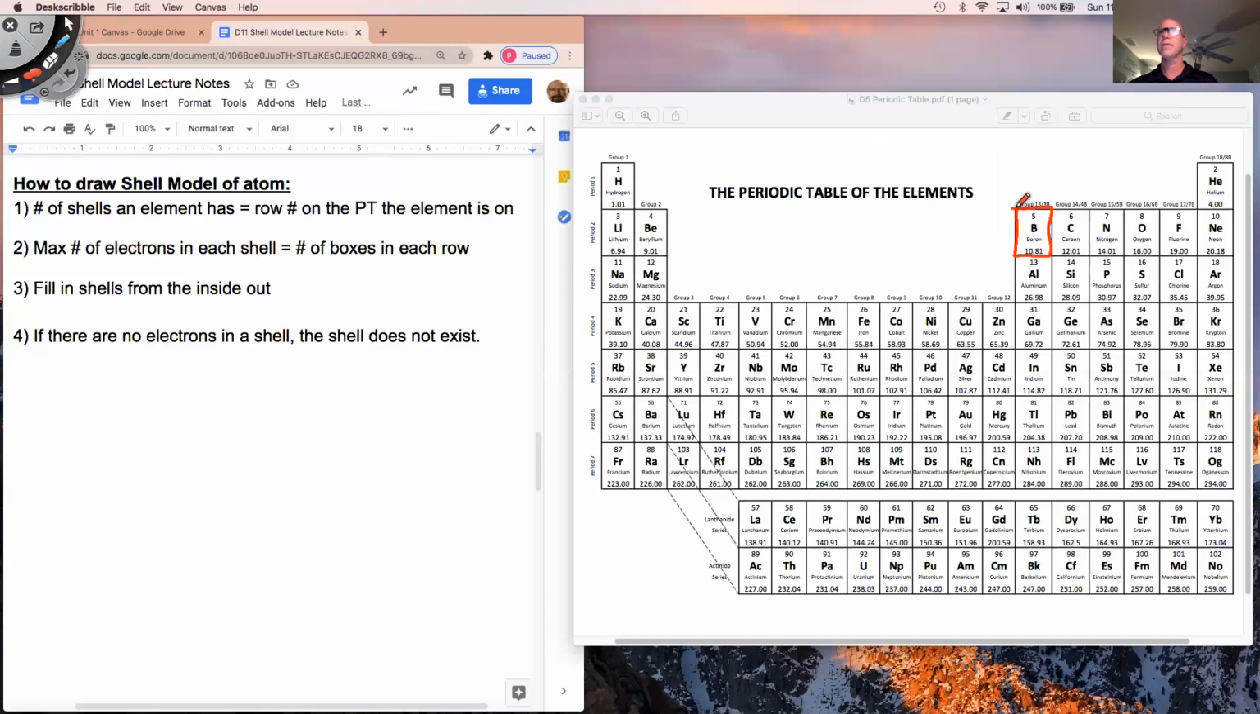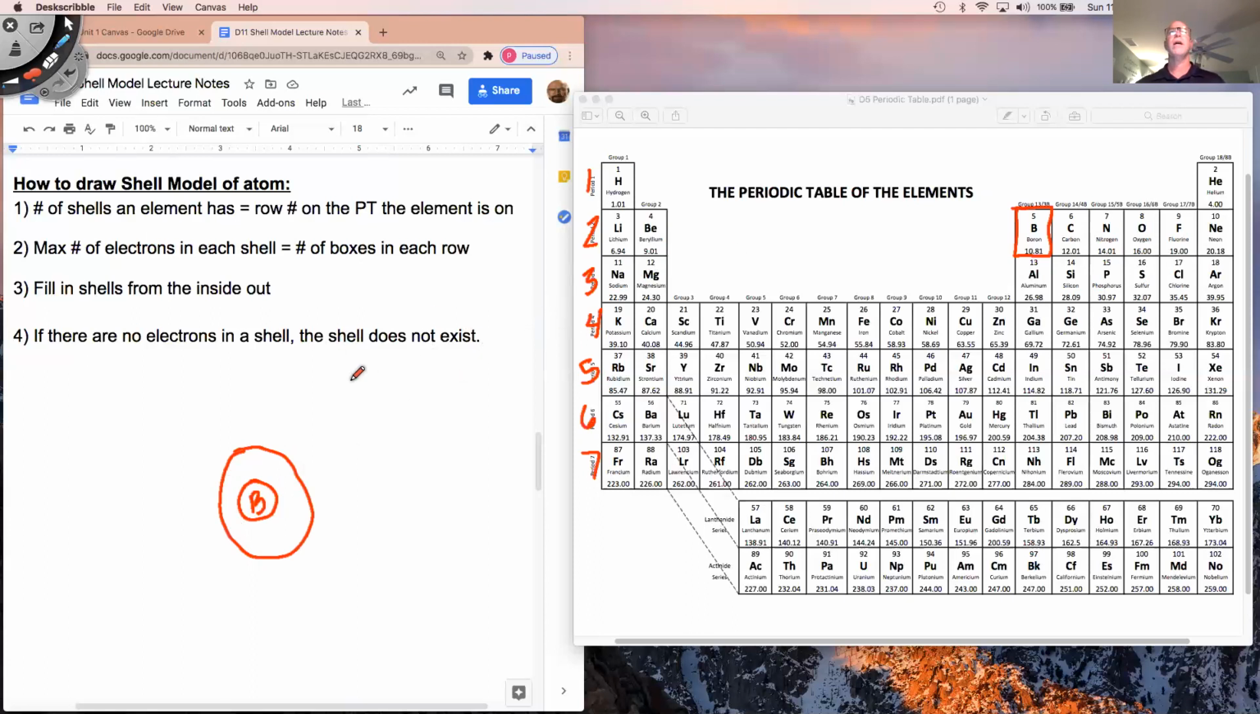All right. So what row is boron located on? Okay, boron is located on row number 2, which means that there will be 2 shells. So we're going to have 2 shells, and I'm going to put a B right in the middle to represent boron.